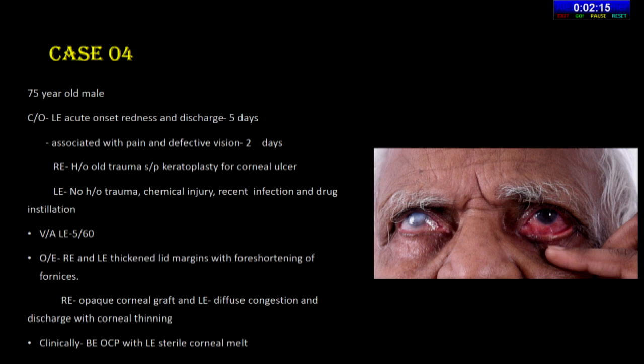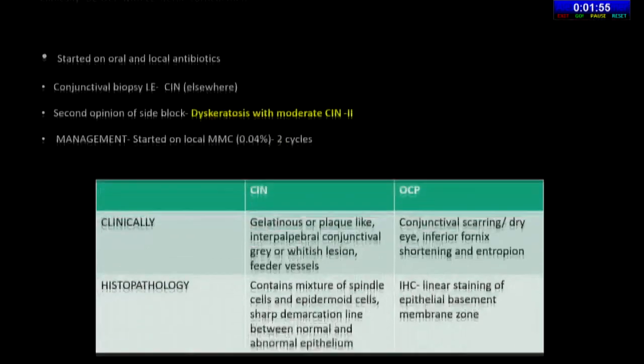Case 4 was a 75-year-old man who came with acute onset of redness and discharge in the left eye, and there was a history of trauma. He had undergone keratoplasty in the right eye. Vision in the left eye was 5/60, and the right eye showed a thickened upper lid and lower lid margin with foreshortening of the fornices. Clinically, in both eyes he was diagnosed as OCP, with left eye sterile corneal melt.